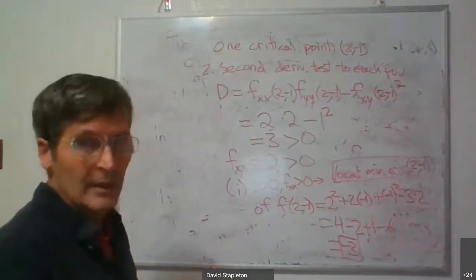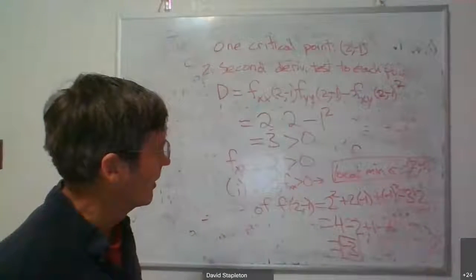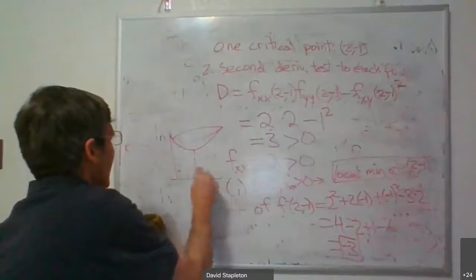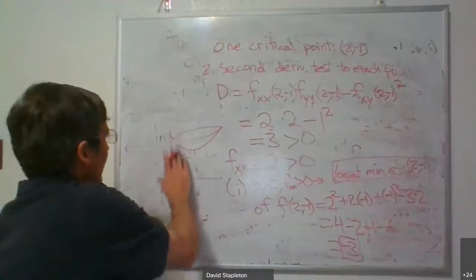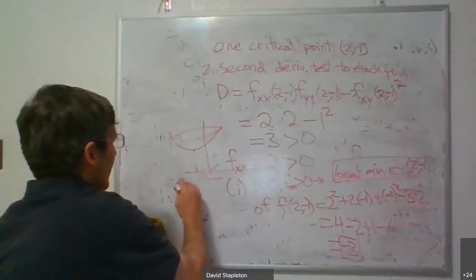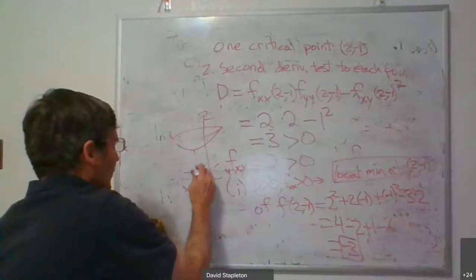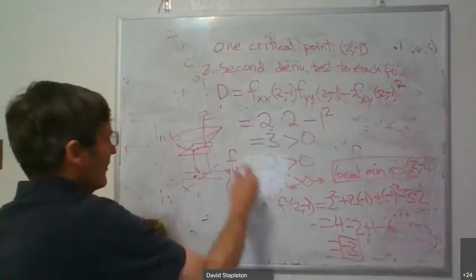Any questions on that one? So the minus 3 is the min, and the 2 comma -1 is the critical minimum point. It's a polynomial surface, something like this. At the point where x equals 2 and y equals -1, right here, there's a local minimum value of -3.